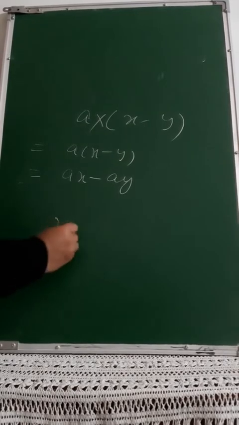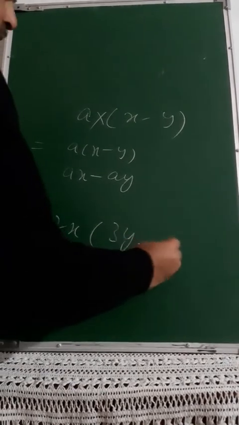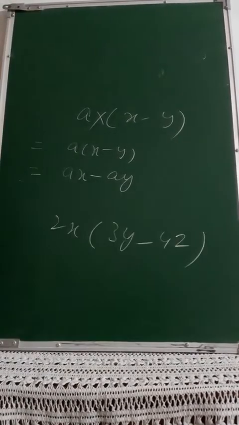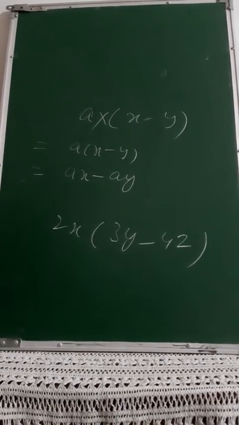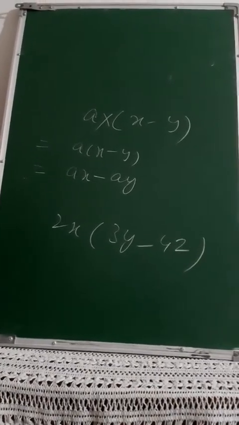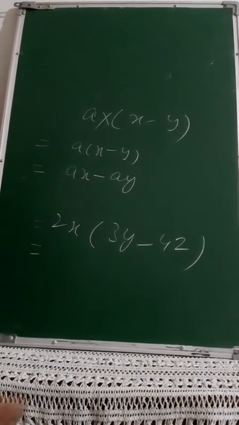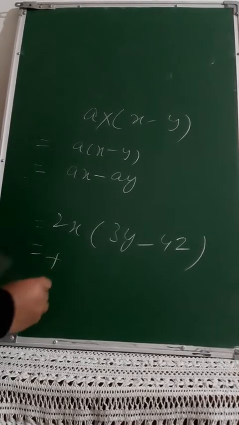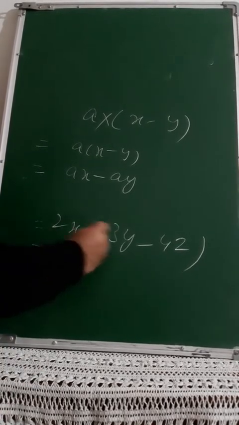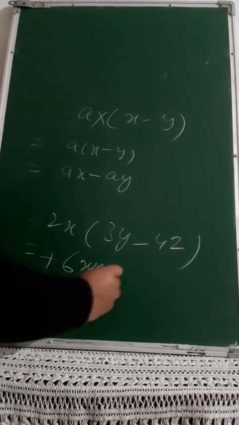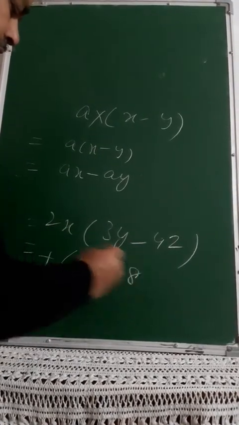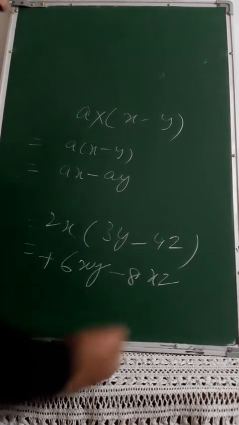Or 2x into 3y minus 4z is another example. Try to create your own examples to make the concept very clear to you. That's why I said it takes time. You take your time to understand the basic concepts about the same. Plus into plus, plus. 2 into 3, 6. x into y, xy. Then plus into minus, minus. 2 into 4, 8. x into z, xz, and leave it here.